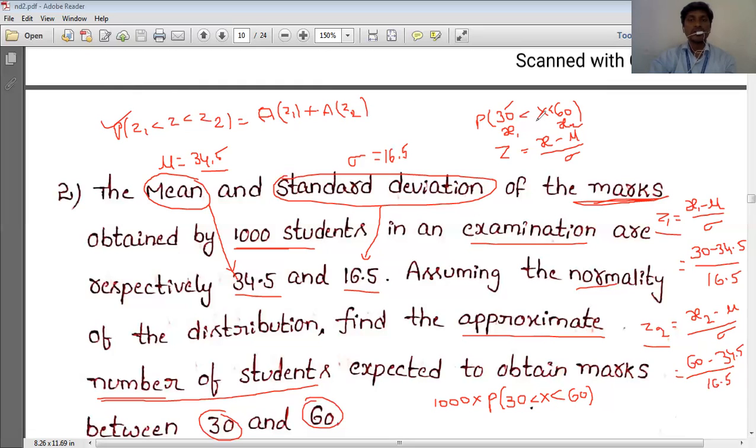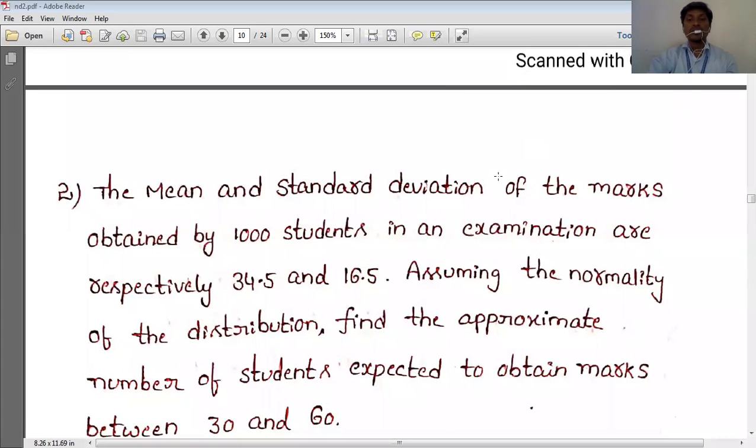So this is only the probability, but we require the number of students. After getting this, we simply need to multiply that with 1000. So 1000 into P of Z1 less than Z less than Z2. Like that, you can choose different values in place of 30 and 60 and then we can calculate. That is what we did here. Now let us see the solution, how we solve that.